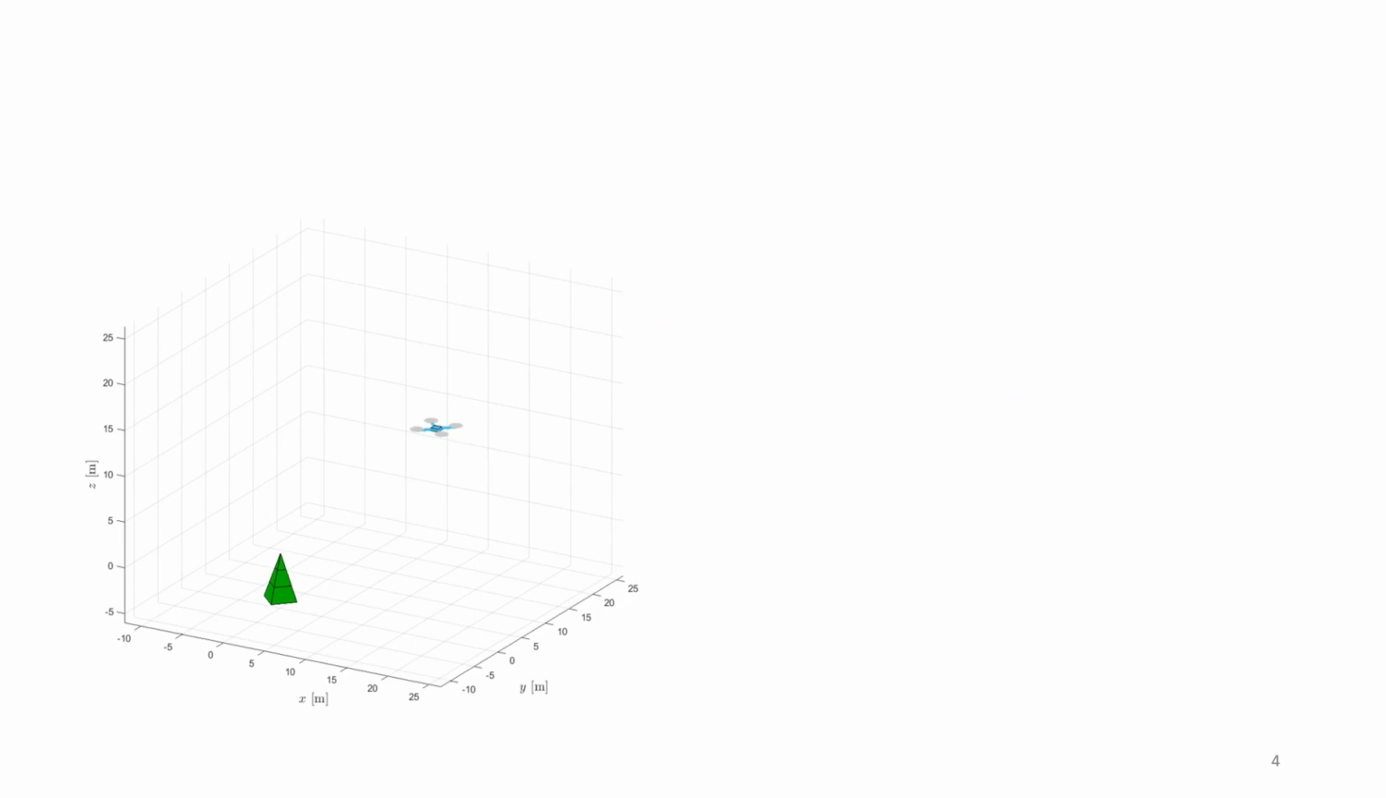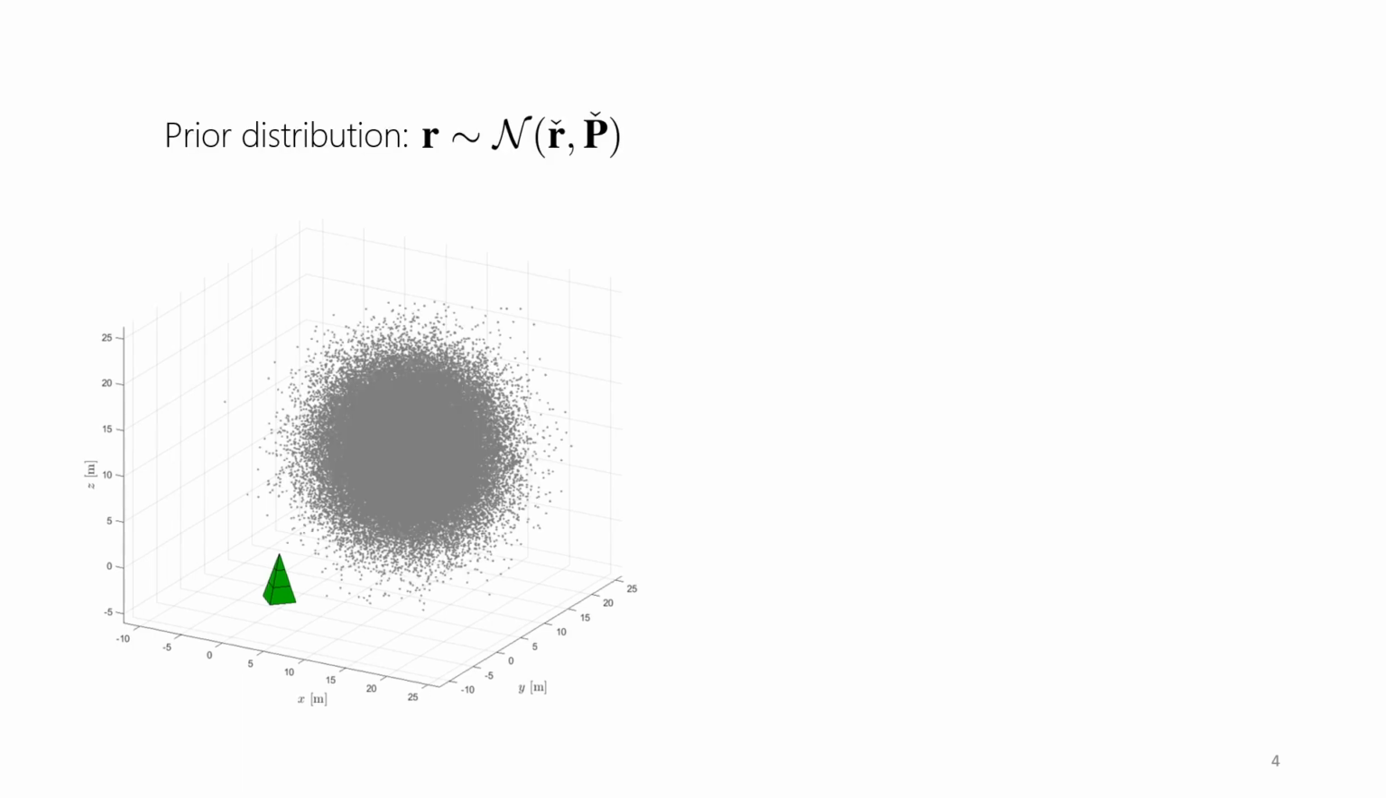Let's now return to the original scenario where we are attempting to localize the blue quadcopter relative to the green landmark. At the beginning of an estimation task, we unfortunately don't know the true location of the robot, but rather only an uncertain initial guess of its location. This is called the prior distribution, and is usually assumed to be Gaussian.